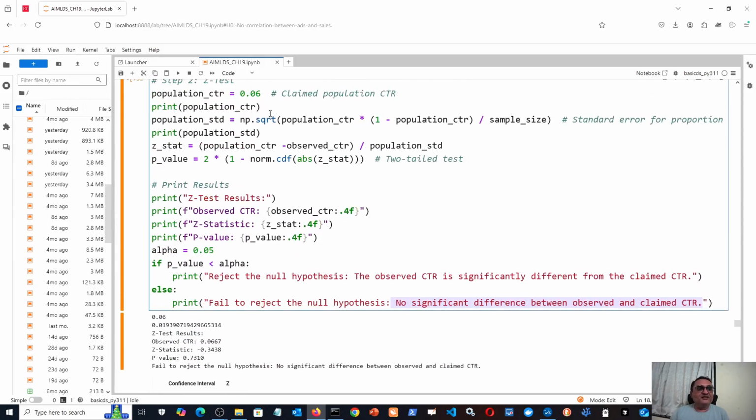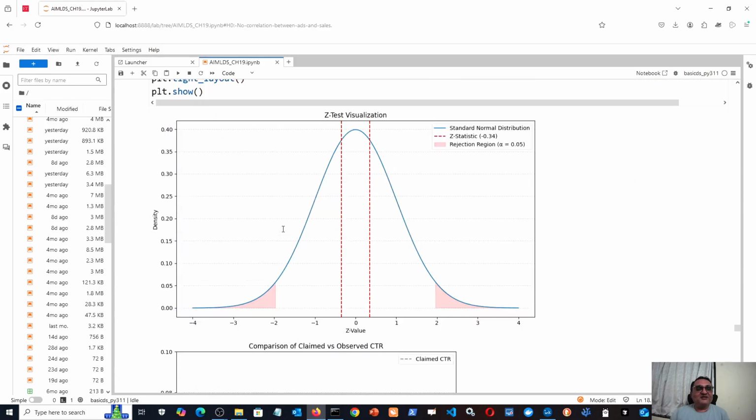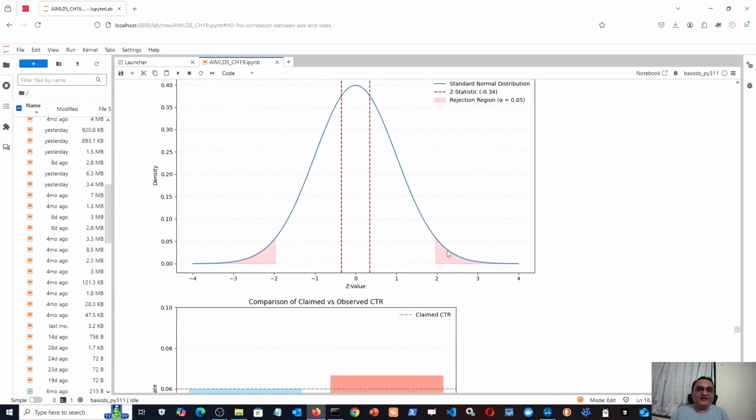But suppose these values had been such that this z came out to be 1.99, okay, or minus 1.99. Now where would that 1.99 be? Here. So this red colored line would be here, at 1.99.